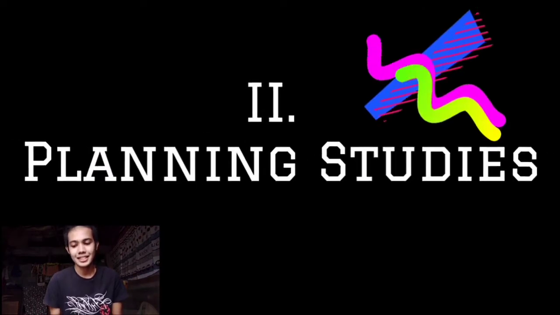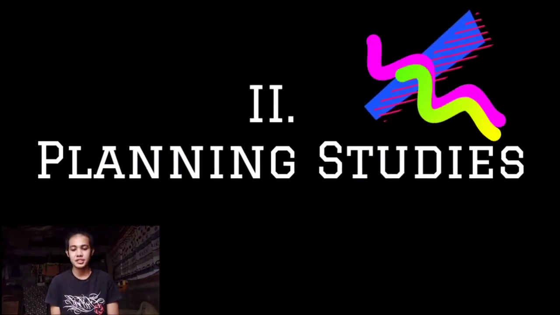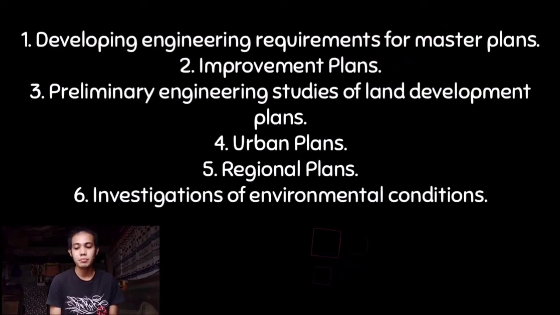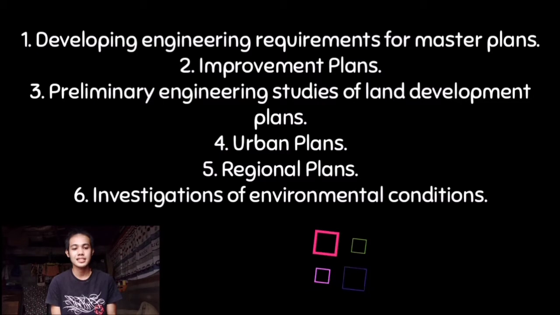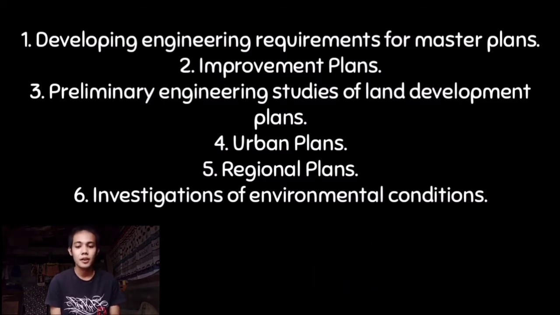For the planning studies, civil engineer services cover the following. First is developing engineering requirements for master plans. Second is improvement plans. Third is preliminary engineering studies of land development plans. Fourth is urban plans. Fifth is regional plans. And sixth is the investigation of environmental conditions. Like what I have said earlier, a project needs to be investigated on whether it brings good or bad effects to our environment.